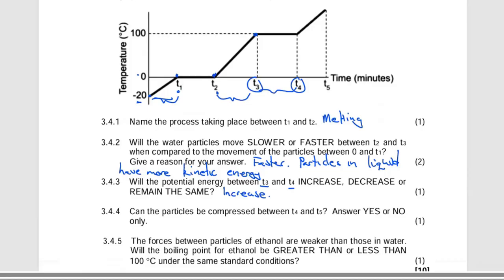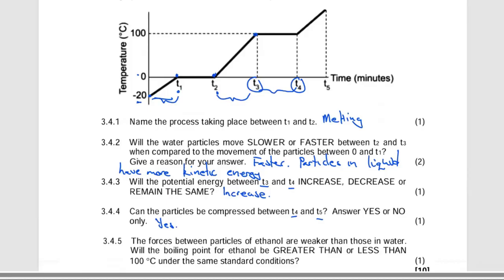Then can the particles be compressed between T4 and T5? Answer yes or no. So yes, particles can be compressed there. Because if you look between T4 and T5, we are more of formulating a gas, and this gas can actually be compressed there.